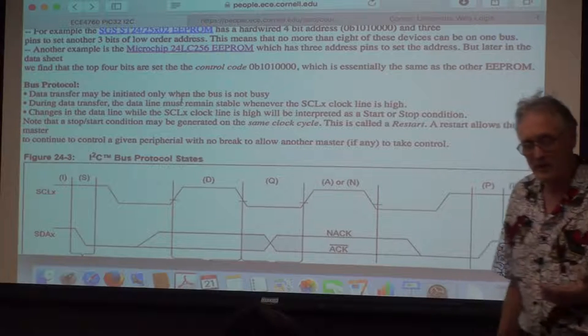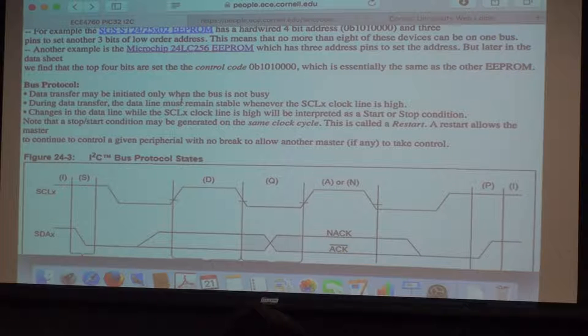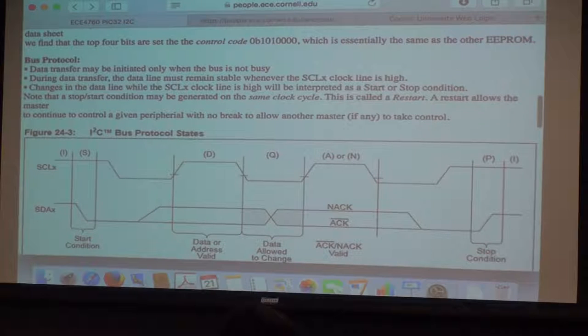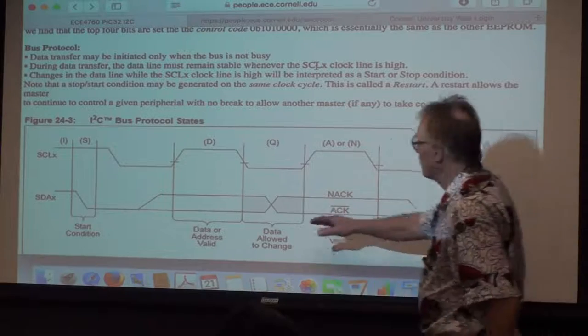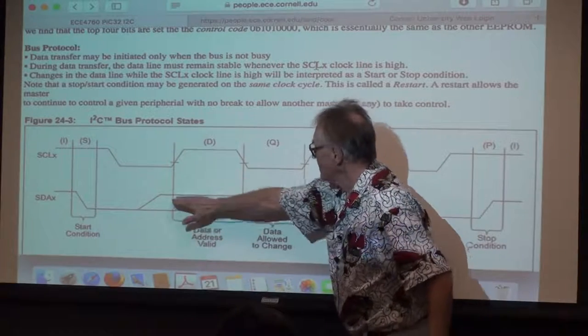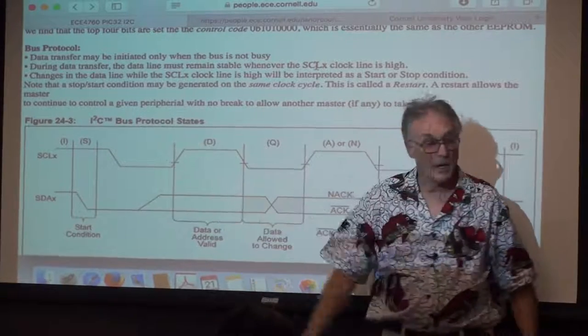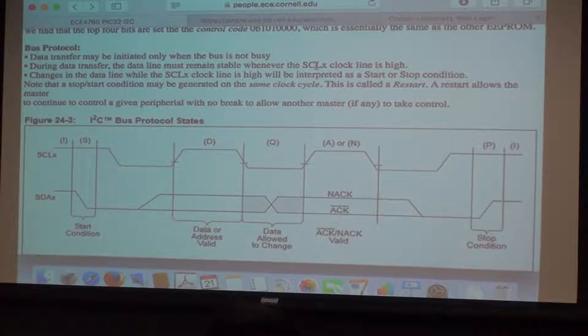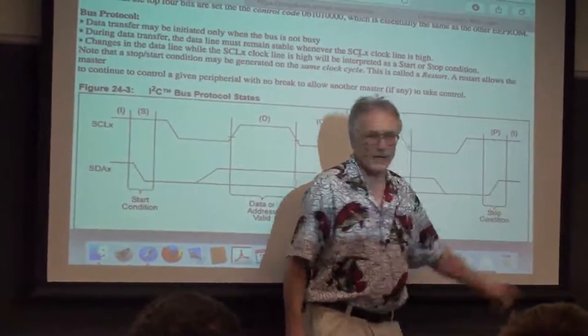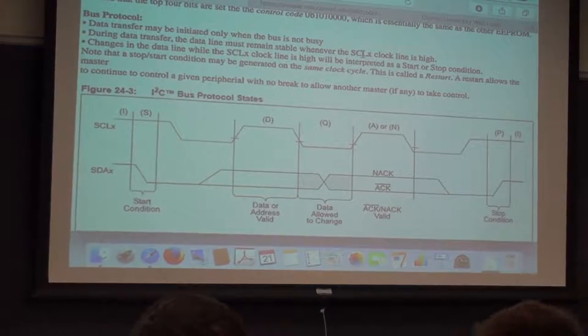the system can tell when the bus is busy because the clock is running. You can only start a transfer when the bus is not busy. The data line must remain stable whenever the S clock is high. So if the S clock is high, the data line has to be stable. Because if the data line is not stable when the clock is high, and it falls during that time, it says we're starting a transaction. That's the start transaction special symbol. The stop condition is a rising edge during the time the clock is high.